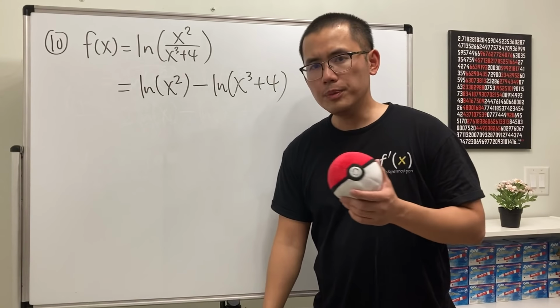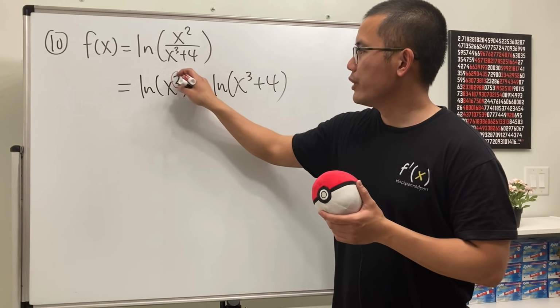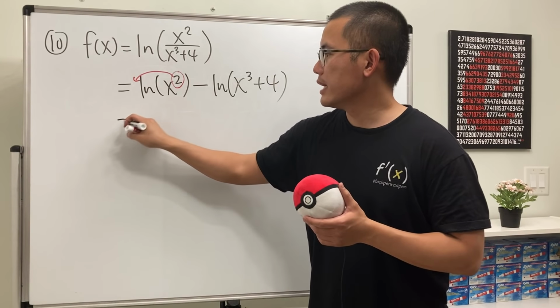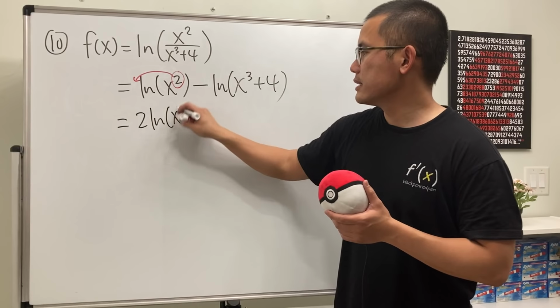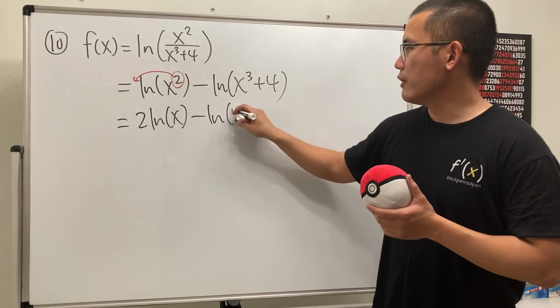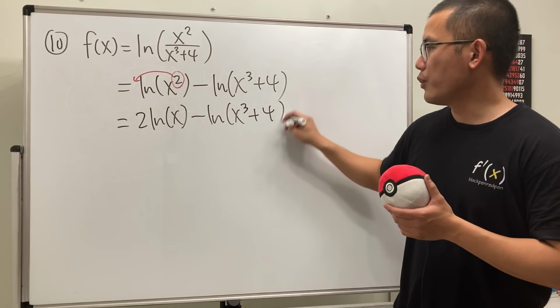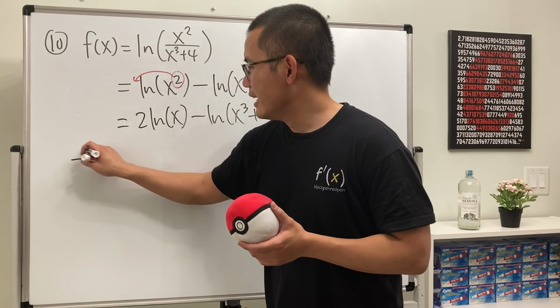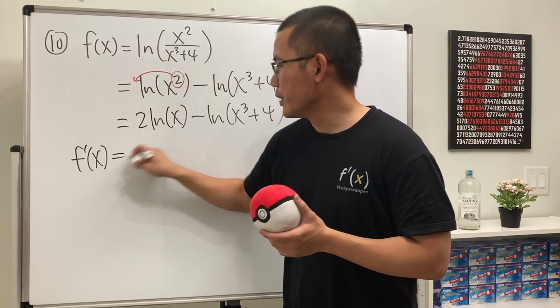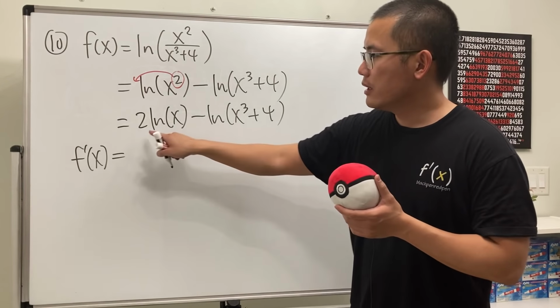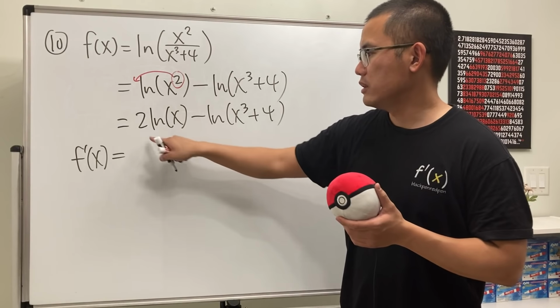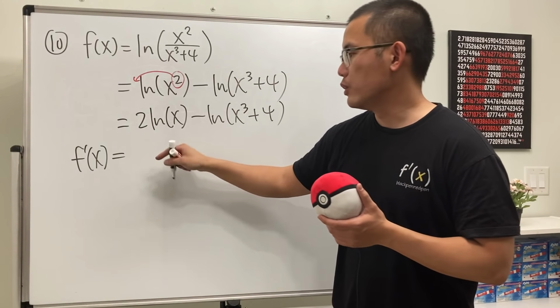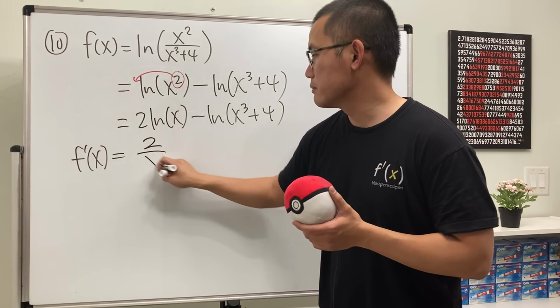And we can do a little bit more. Right here, we can bring the power to the front. So we get 2 ln x, and then minus ln of x to the third power plus 4. And now we are ready to differentiate f prime of x. Here we go. Differentiating a constant multiple with a function is just 2 times the derivative of that, which is just going to be 2 over x.